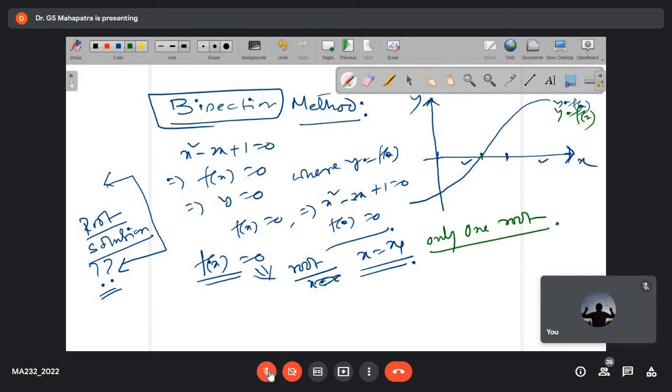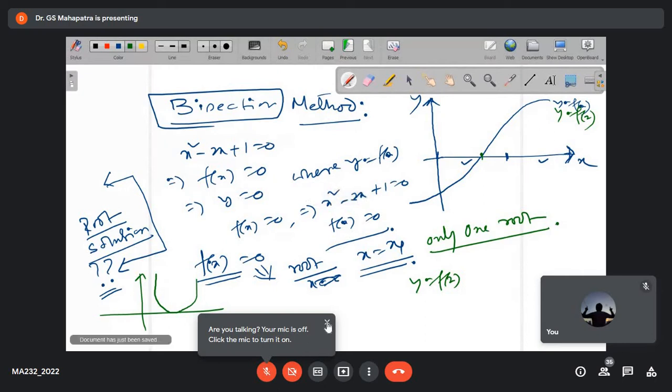Okay, only one root. Now, actually, that means the curve y equals f of x crosses the x-axis or touches the x-axis. That is also a root. Fine. For example, this curve having how many roots? One root. So there is no need to say that it should cross it. It can touch the x-axis. So it is cross or touch. That is one concept.